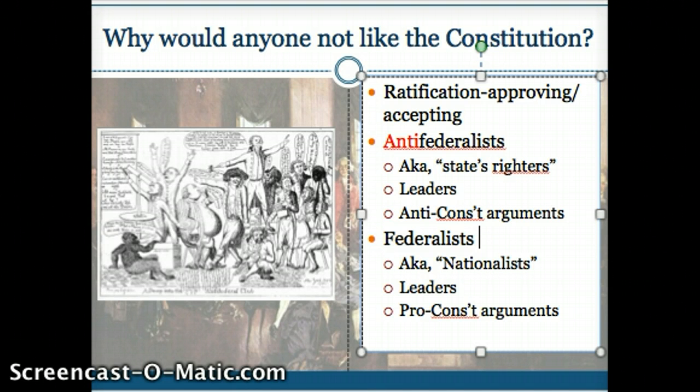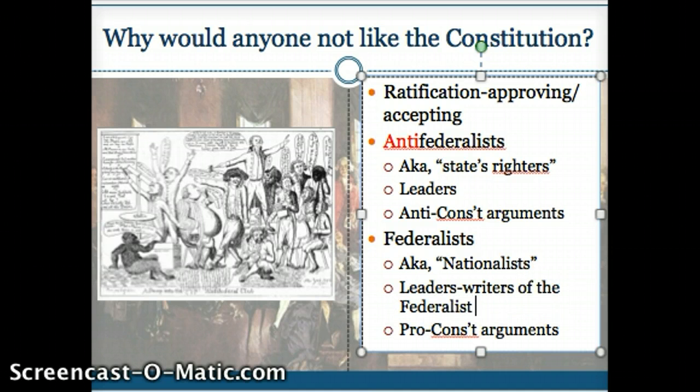Then you had your Federalists. These were your people who were pro-federal government, pro-Constitution. These are your nationalists. The leaders in this movement are definitely Madison, John Jay, and Alexander Hamilton. Now, I call them the leaders because they were the writers of the Federalist Papers, which was a series of persuasive essays meant to convince states to ratify the Constitution.